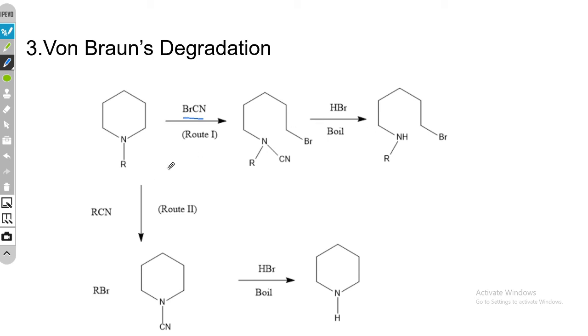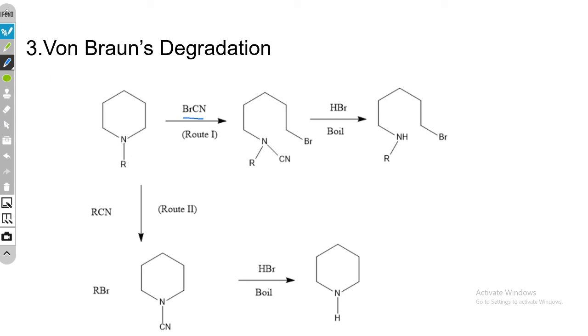So it can be done in another route like this. When it is added, the already existing group is replaced by CN. Then it is boiled with HBr. We get a cyclic ring system like this. That is, one group is removed by using CN. First it is substituted by CN, and then after boiling with HBr, that group is removed. This route happens when the R group is very small.